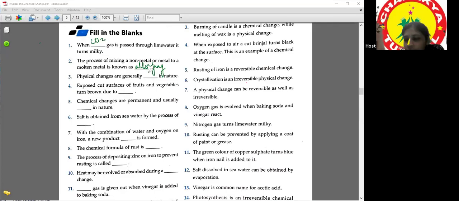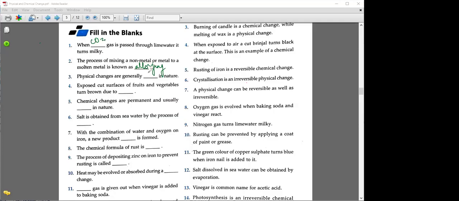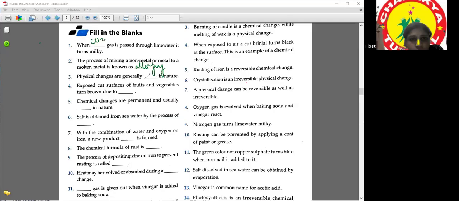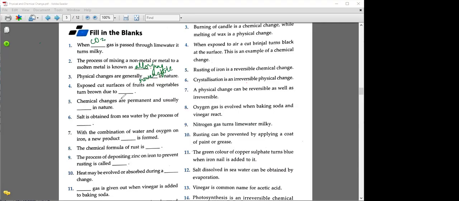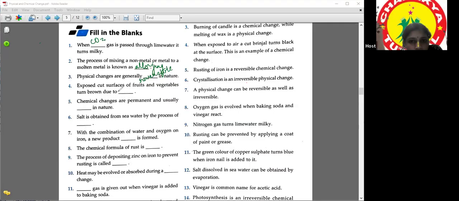Third, physical changes are generally dash in nature. Good, good. They are generally reversible in nature. Exposed cut surfaces of fruits and vegetables turn brown due to oxidation. Good. Only Siddhant, Sritej, Advika, Sriyansh, these people are active. Rest of you, Aishwarya, good. Rohini, Adrit. Oxidation. Chemical changes are permanent and usually dash in nature. Great. More answers. Only Sritej answered the fifth one.